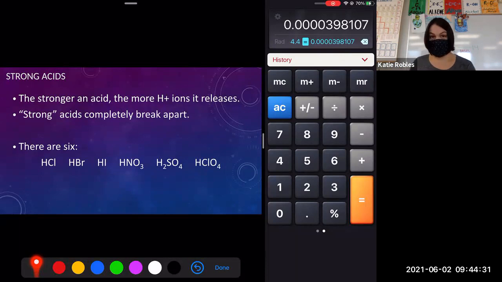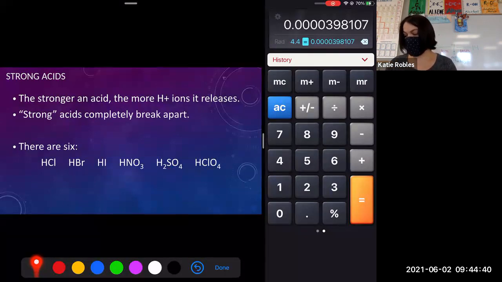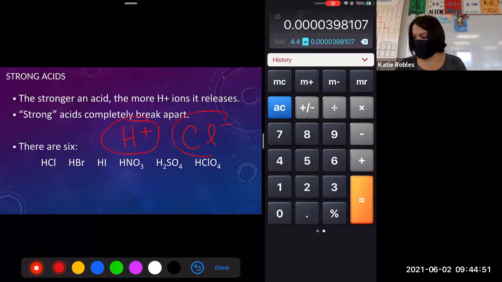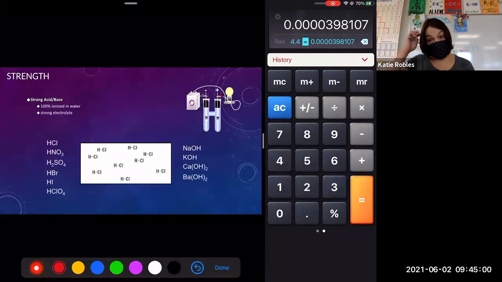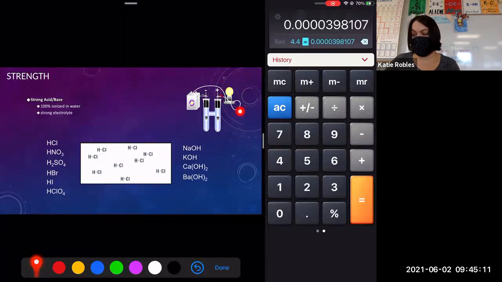So there are 6 strong acids. This means that if these 6 strong acids, hydrochloric, hydrobromic, hydroiodic, nitric acid, sulfuric acid, chloric acid, are put in water, they will completely break apart into H plus and Cl minus. All right? The same thing goes for the bases. There are strong bases that will completely break apart. Basically, anything with an OH completely breaks apart when you put it in water. That means that they are very strong electrolytes. This is a picture of the light bulb being lit up really bright.